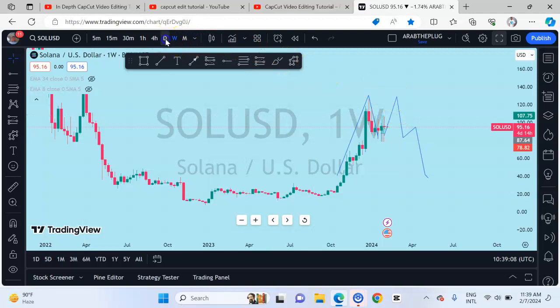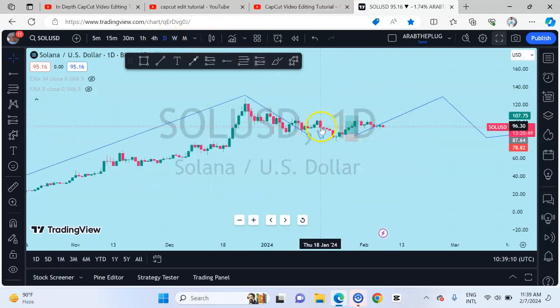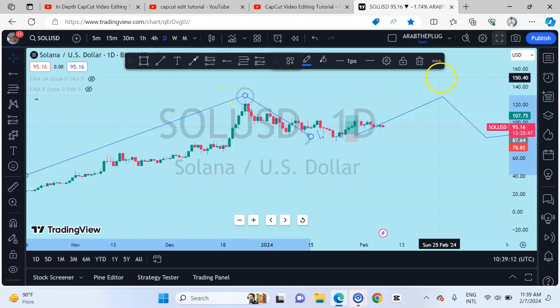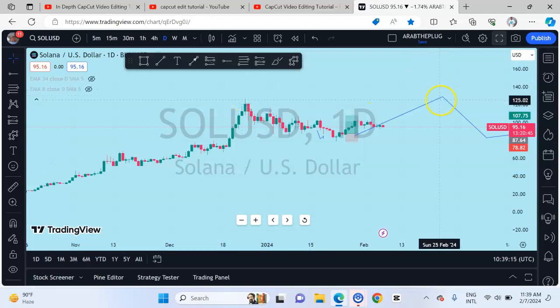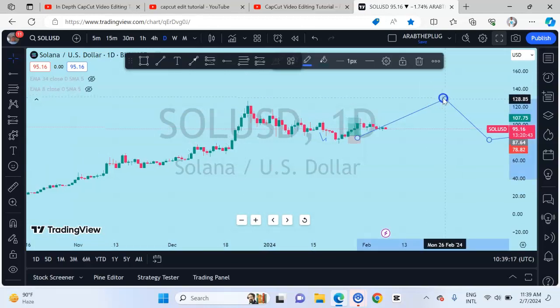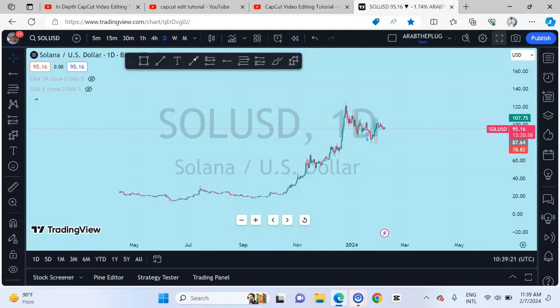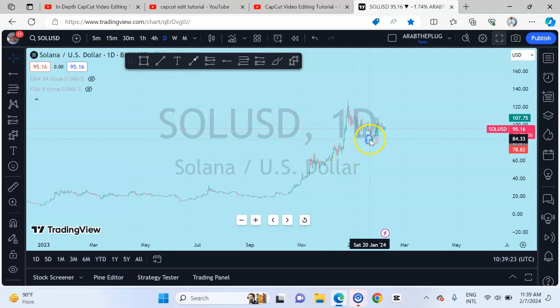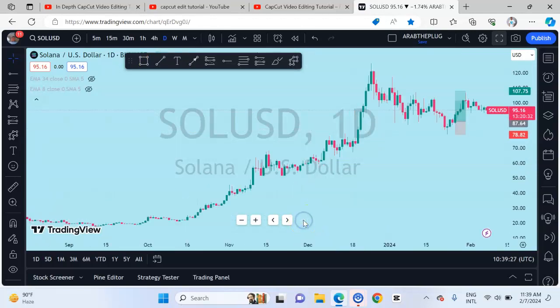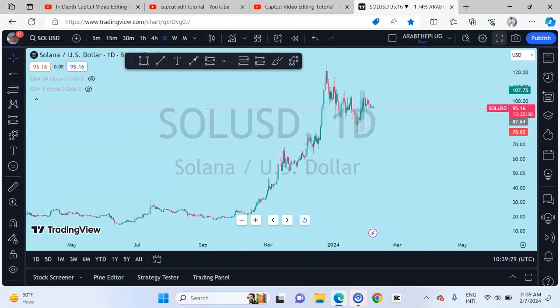So let's scale to the daily and let's find a way to draw our areas of value. But before I do that, let me just get rid of the drawings on the chart. So this is Solana on a daily time frame.